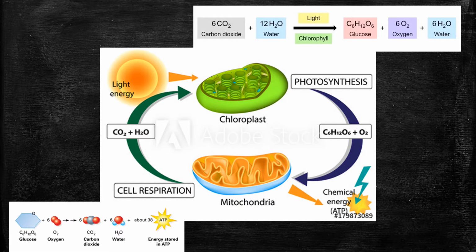When we look at cellular respiration, we're taking the products of photosynthesis, so glucose and oxygen, and then we're breaking it down to carbon dioxide and water and a lot of ATP. So about 38 ATPs.